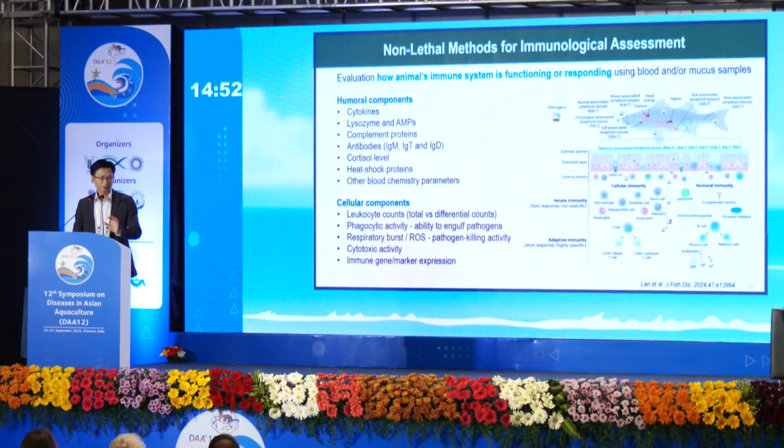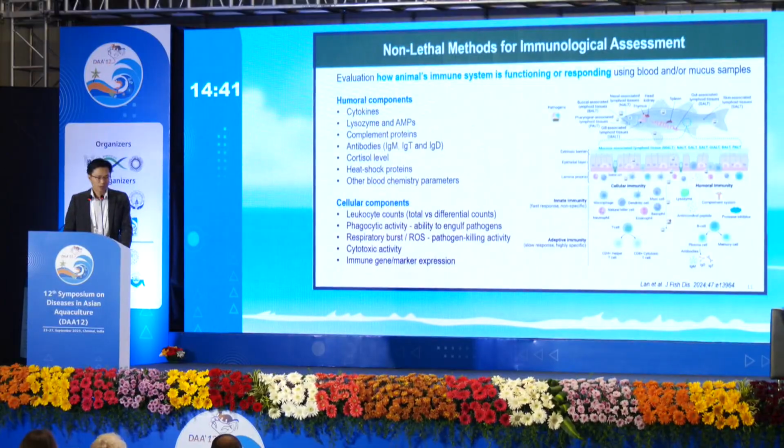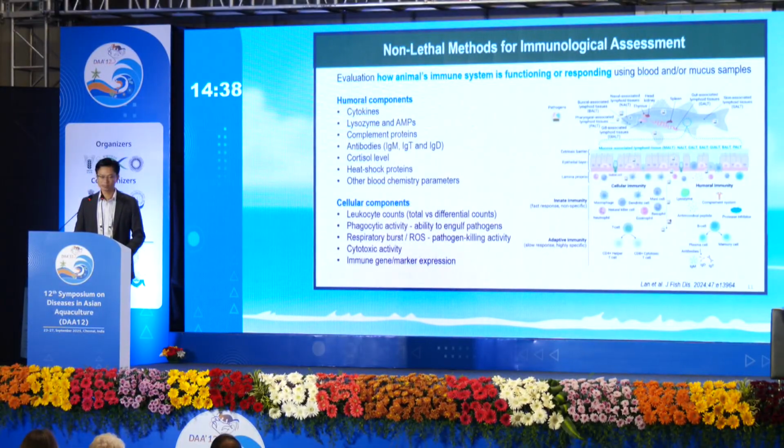Yeah. And for cellular components, we look into leukocyte count, which can be total count or classified into different types, and phagocytic activity, which is the ability to engulf pathogens, and respiratory burst, which is the ability to kill pathogens, or cytotoxic activity, where we look at natural killer cells. In humans, when you go to hospital, the doctor can give you a test of how active your natural killer cells are. And we can also look at gene expression and some biomarkers as well.